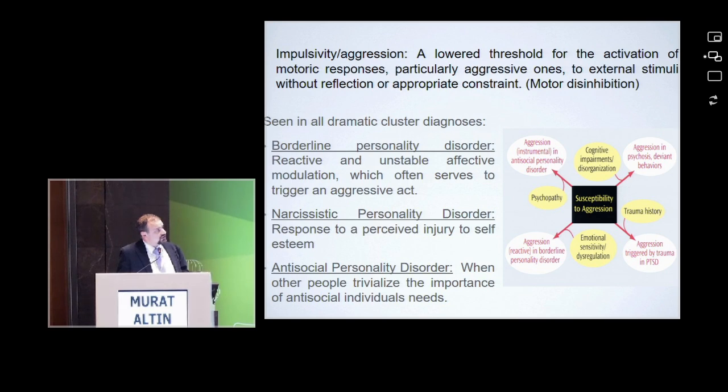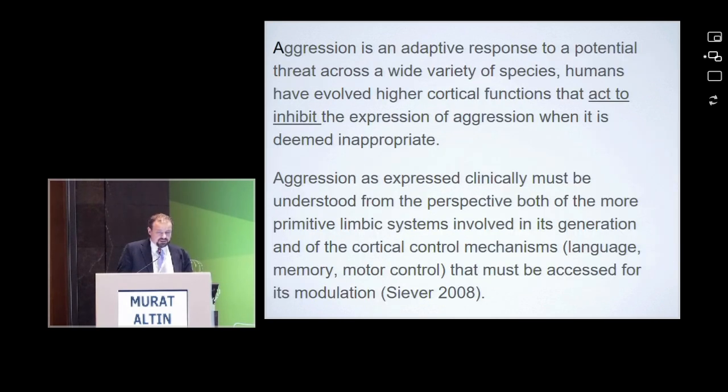Aggression is seen not only in the personality disorders, but also in post-traumatic stress disorders. It might be related to the trauma, or in some other situations, aggression can appear in a psychotic disease because of the cognitive insufficiency or because of the psychotic symptoms. Aggression is an adaptive response to a potential threat across a wide variety of species. Humans have evolved higher cortical functions that act to inhibit the expression of aggression when it is deemed inappropriate.